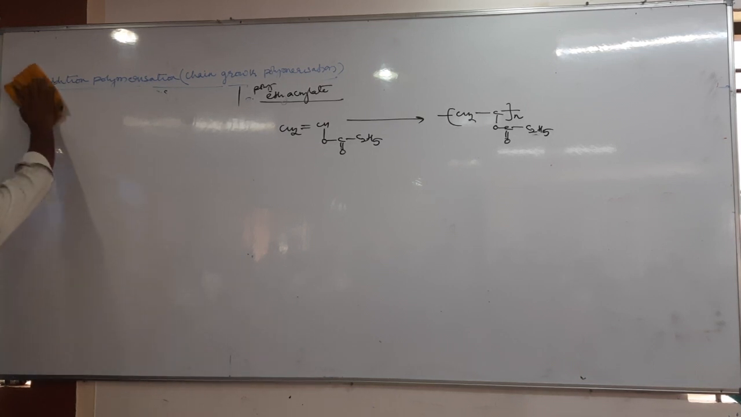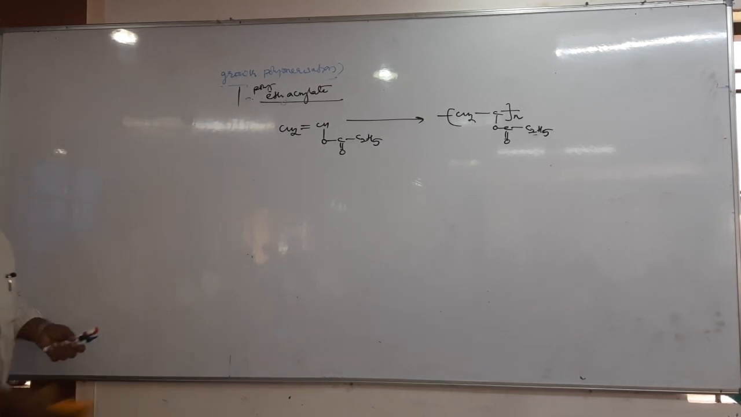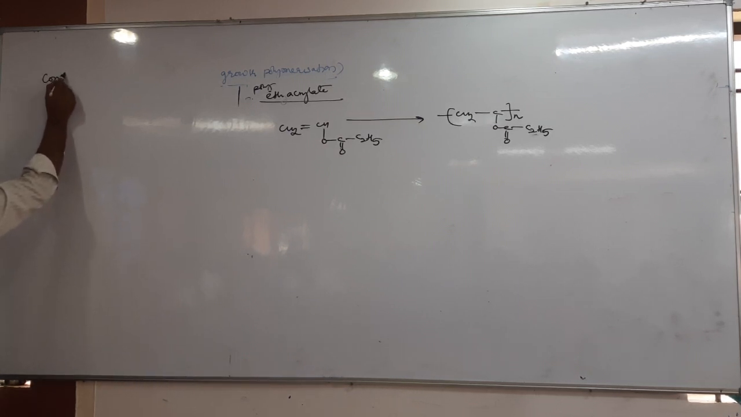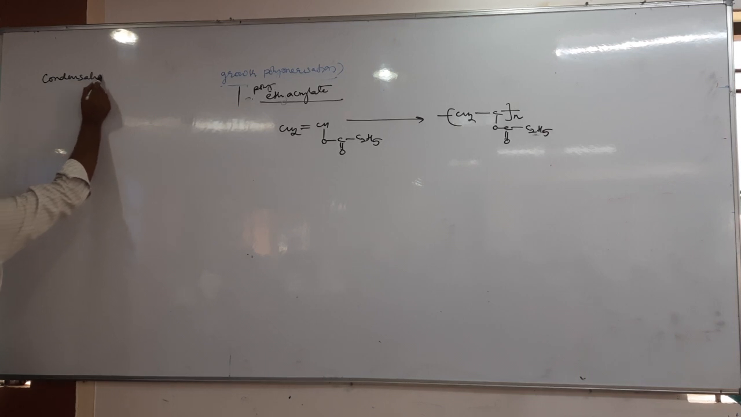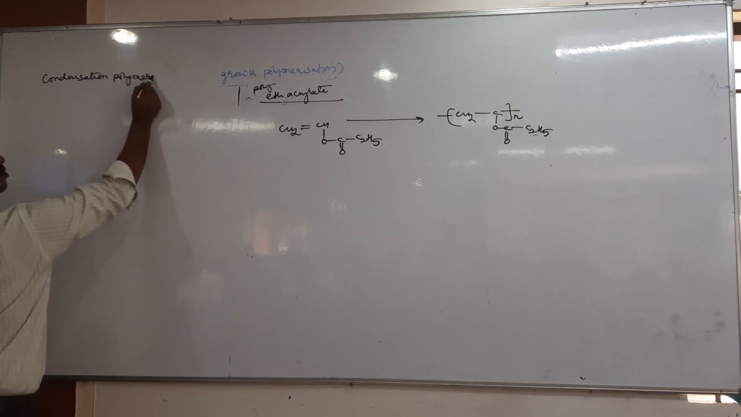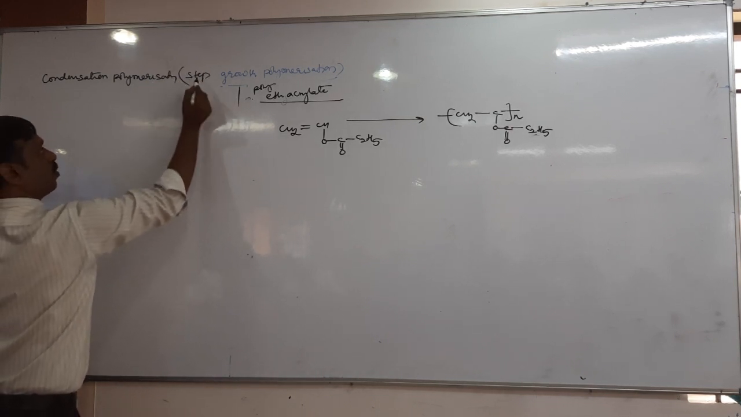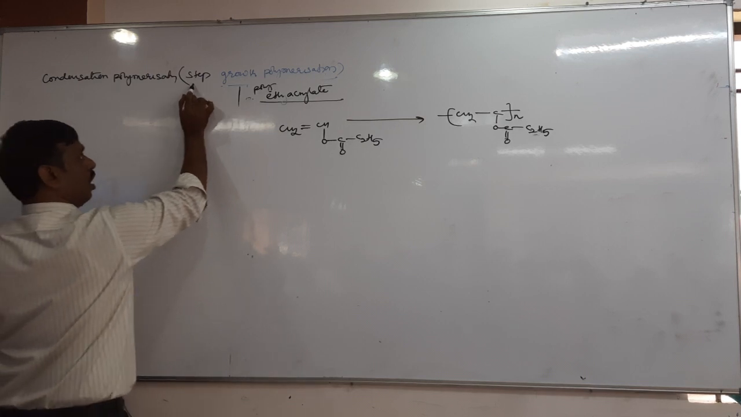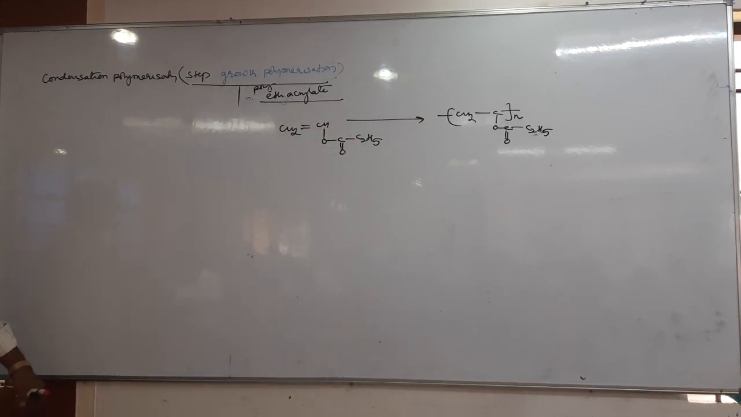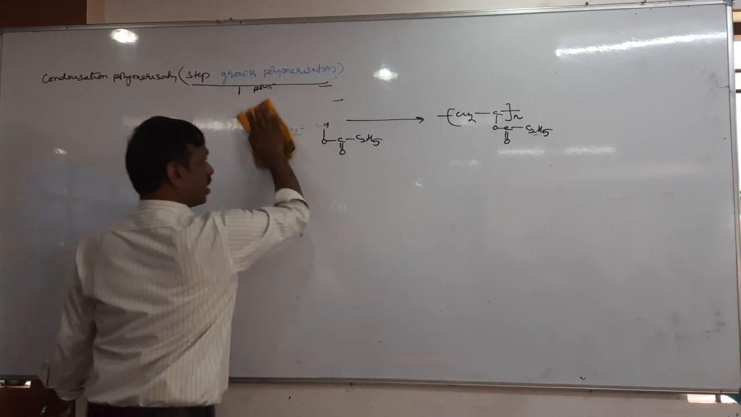Next are condensation polymers. Condensation polymerization is also called step growth polymerization, while addition is chain growth. Why is it called step growth? We will study the mechanism later.